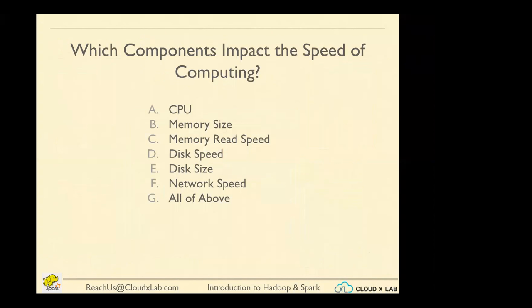All right, a quick question to all: which components impact the speed of computing? A, B, C, D, E, F, G. Anyone?